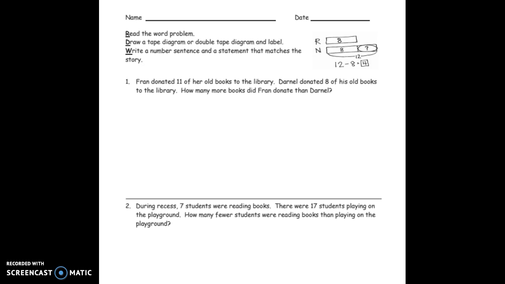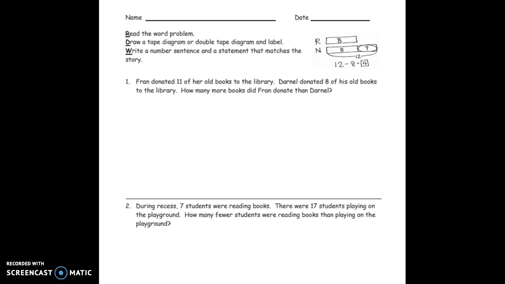You have been practicing using the draw strategy with a tape diagram or double tape diagram labeled in class. So today for these word problems, I want you to try and use the tape diagram or a double tape diagram that is labeled to help you solve the word problems below. After you draw, you're going to write using a number sentence and a statement that matches each of the word problems.